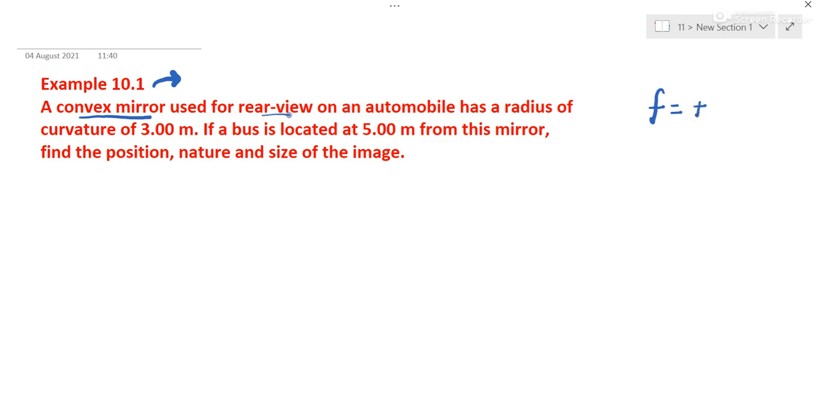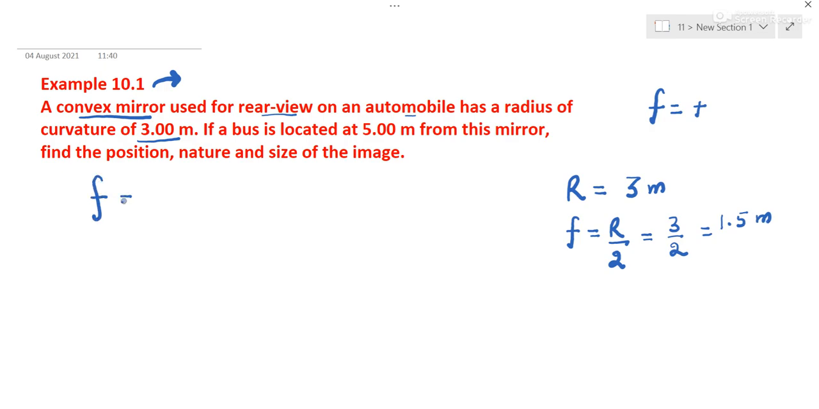A convex mirror used for a rear view mirror on an automobile has a radius of curvature of 3 meter. Half of this will be your focal length. Focal length is half of radius of curvature. So it's 3 by 2, that is 1.5 meter. What is important is your sign. So the focal length of a convex mirror is plus 1.5 meters.